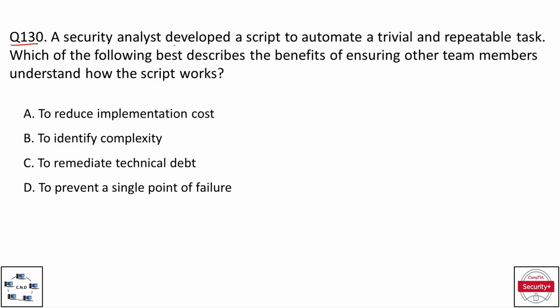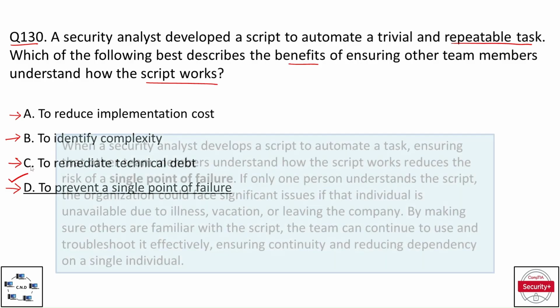Question number 130. A security analyst developed a script to automate a trivial and repeatable task. Which of the following best describes the benefits of ensuring other team members understand how the script works? And the options are option A, to reduce implementation cost, option B, to identify complexity, option C, to remediate technical debt, and option D, to prevent a single point of failure. And the correct option is option D, to prevent a single point of failure.